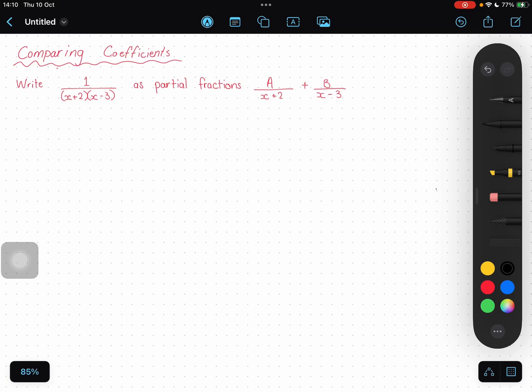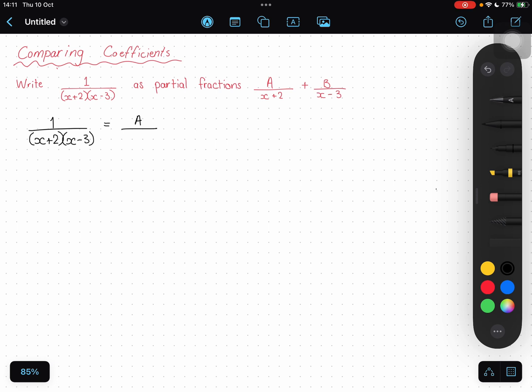Okay, right, so looking at comparing coefficients. Our algebraic identities, it wants us to write this here, 1 over x plus 2 times x minus 3, as partial fractions. So something with x plus 2 in the denominator and something with x minus 3 in the denominator. So it basically is asking us what is 1 over x plus 2 times x minus 3 equal to if those two things are separate in the denominator?